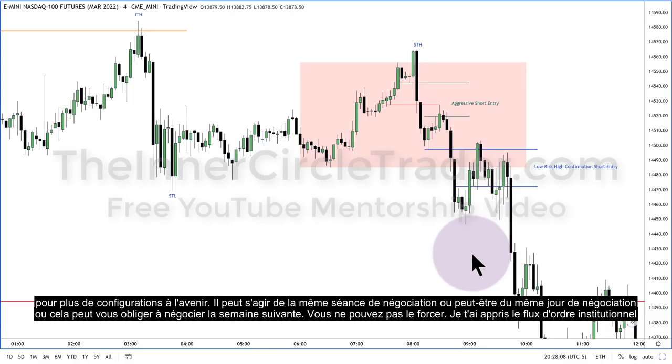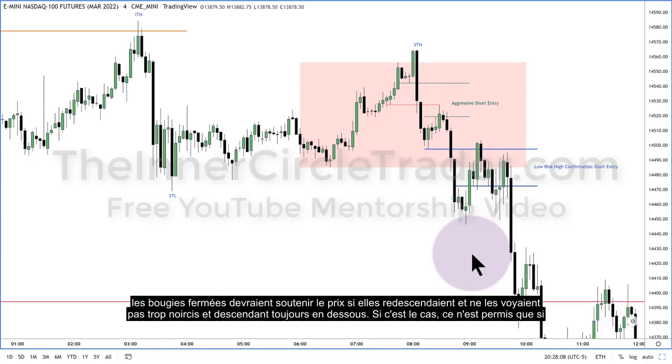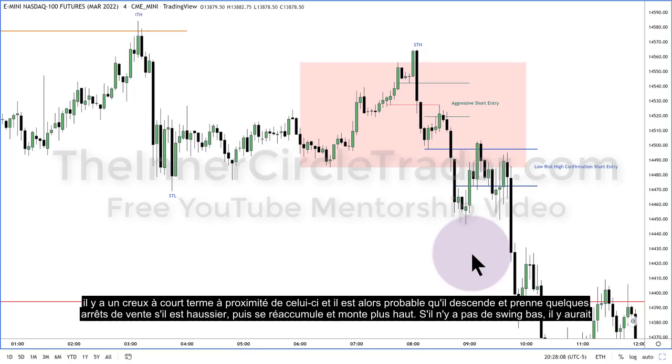I taught you institutional order flow, which, again, I've already mentioned in the previous lessons, where we're bullish and we're expecting a price swing higher. Generally, there are not a lot of down close candles in that price swing higher. But those down close candles should support price should it trade back down into them and not see them overlapped, in other words, going down below it. If it does, it's only permissible if there's a short-term low in close proximity to it, and it's then likely to just go down and take out some sell stops if it's bullish, and then reaccumulate and go higher.